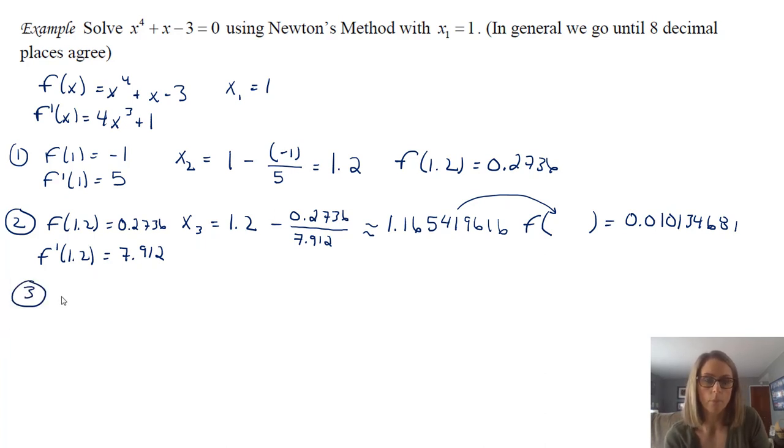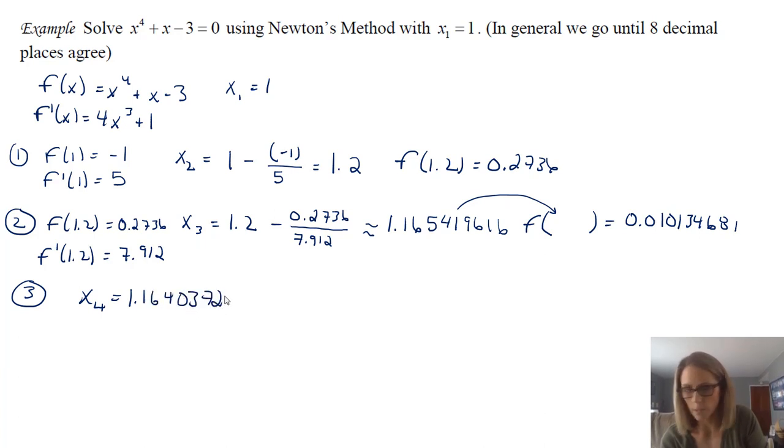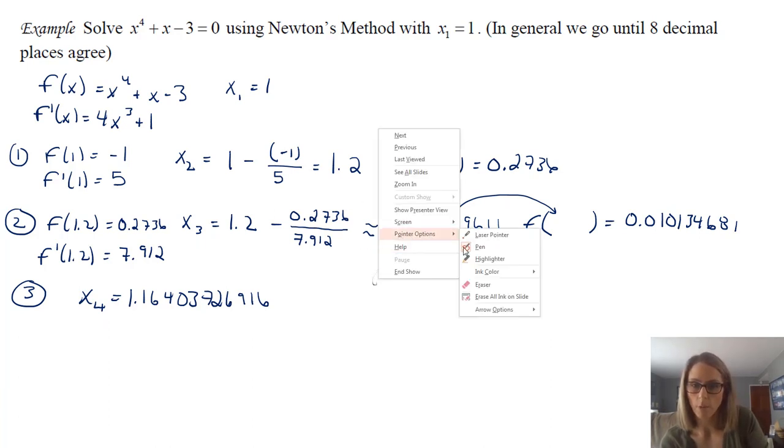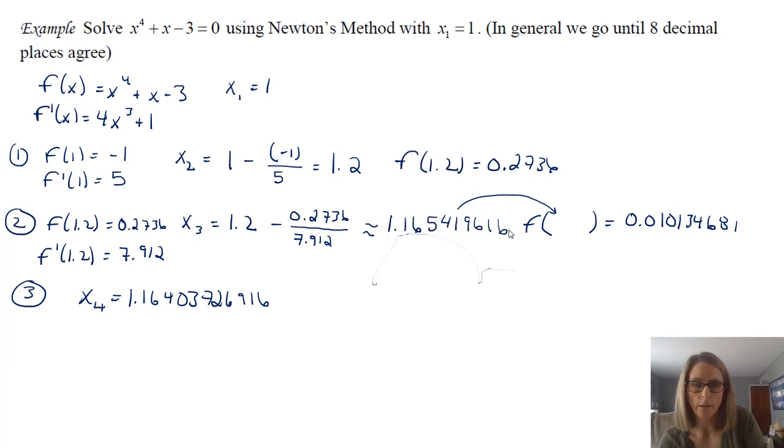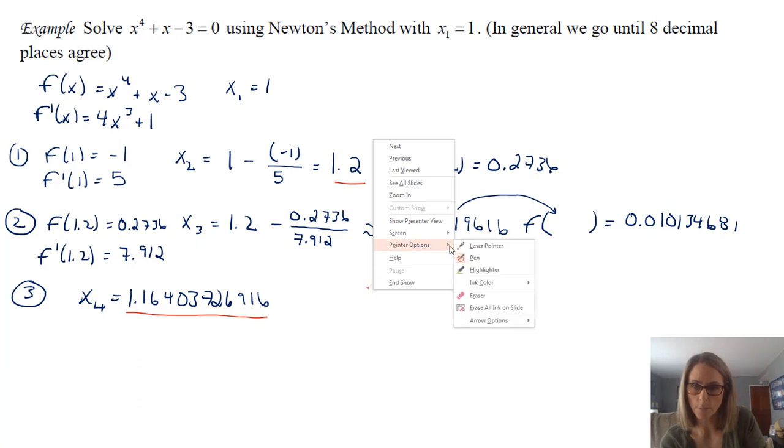But for x sub 4, if we did all that work, we would get 1.16403726916. So if you want, you can use Newton's method and see if you can get that. So notice, thinking about what we're doing here, we're finding that root. So we have our x sub 2, here's our x sub 3, here is x sub 4. So notice we're starting to agree to more decimal places just by doing a few iterations here.